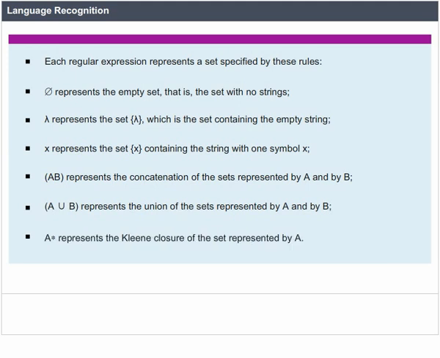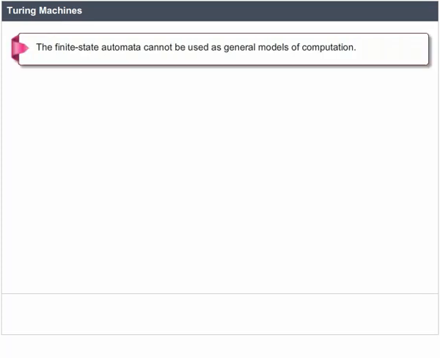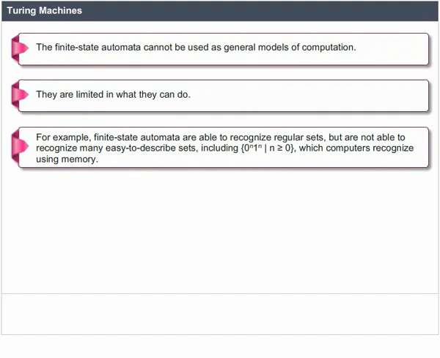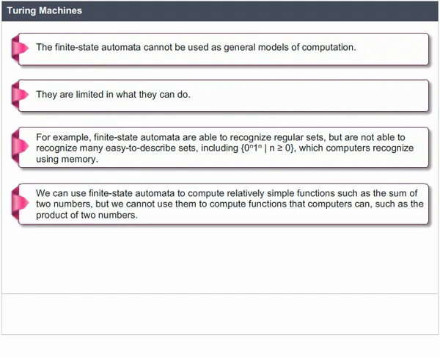Finite state automata cannot be used as general models of computation. They are limited in what they can do. For example, finite state automata are able to recognize regular sets but are not able to recognize many easy to describe sets, including {0^n 1^n | n greater than or equal to 0}, which computers recognize using memory. We can use finite state automata to compute relatively simple functions such as the sum of two numbers, but we cannot use them to compute functions that computers can, such as the product of two numbers.